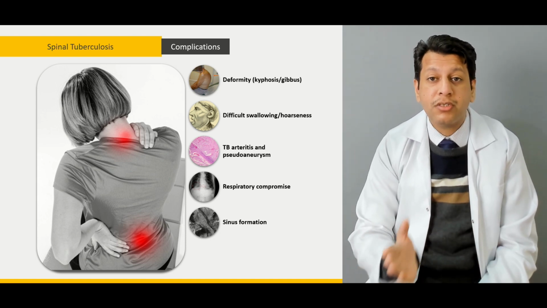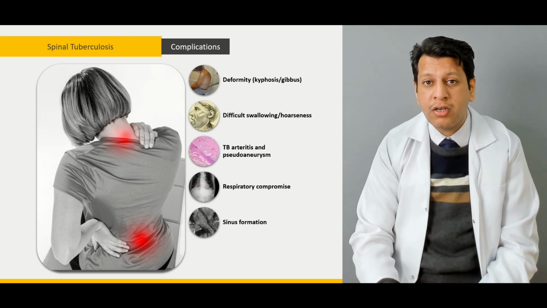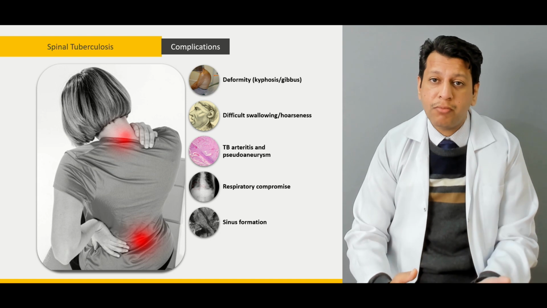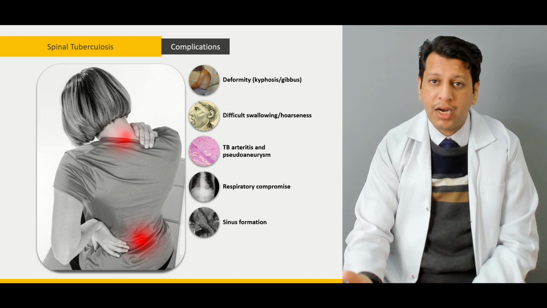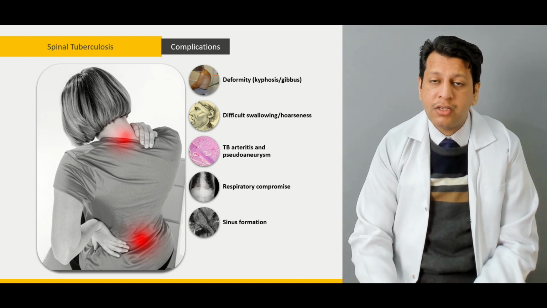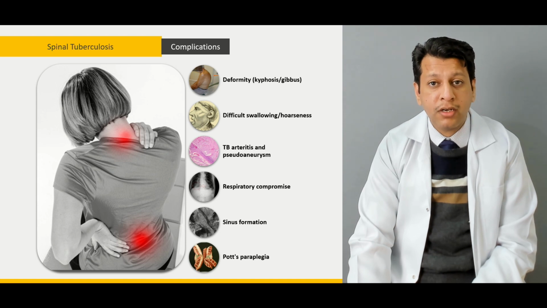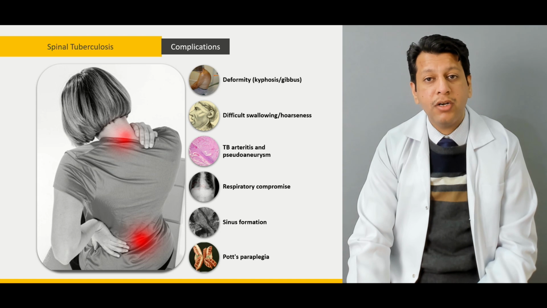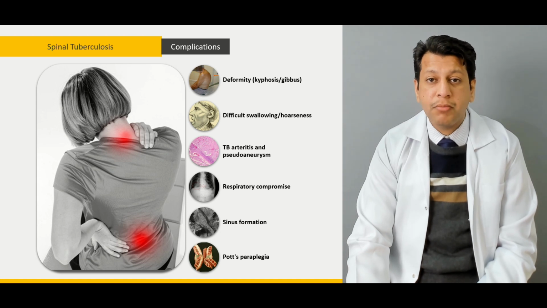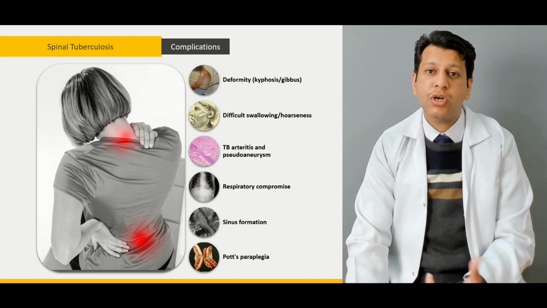Why? Because these patients are immunocompromised and their wound healing ability is not that of a normal person, so they have to be counseled properly as well, that they need to take their diet well and increase their immunity levels. Another complication could be Pott's paraplegia. The collapse may be so much that this may lead to neurological injury or complete neurological loss, which is called Pott's paraplegia, because spinal tuberculosis is also called Pott's disease.